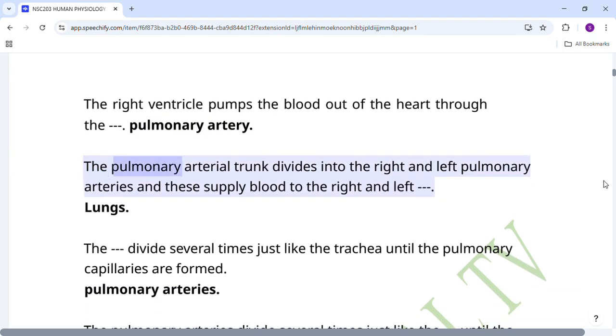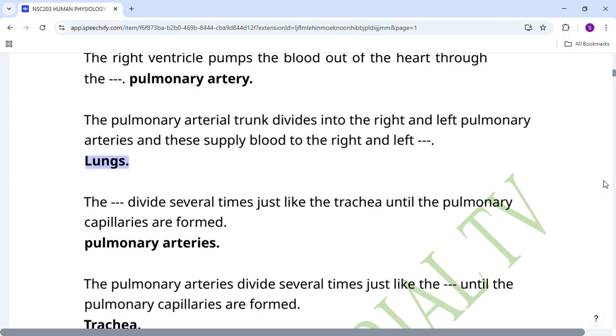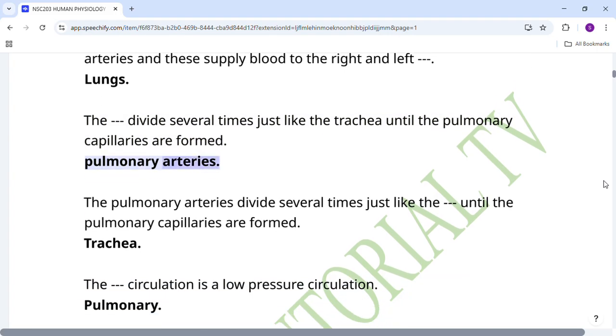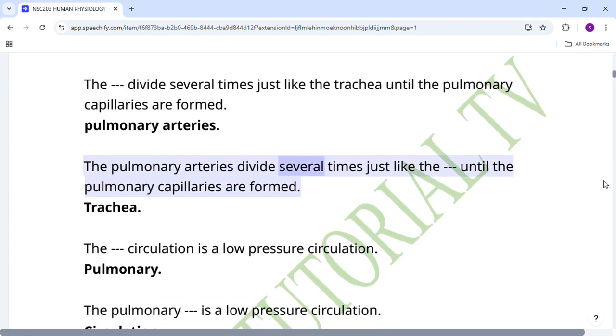The pulmonary arterial trunk divides into the right and left pulmonary arteries, and these supply blood to the right and left lungs. The pulmonary arteries divide several times just like the trachea until the pulmonary capillaries are formed.